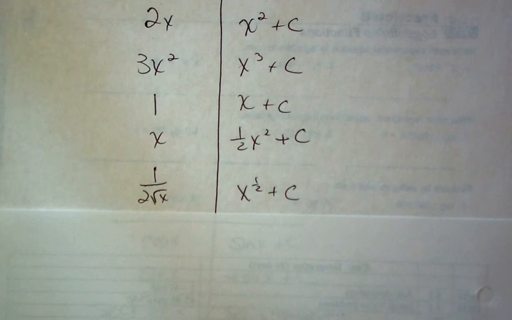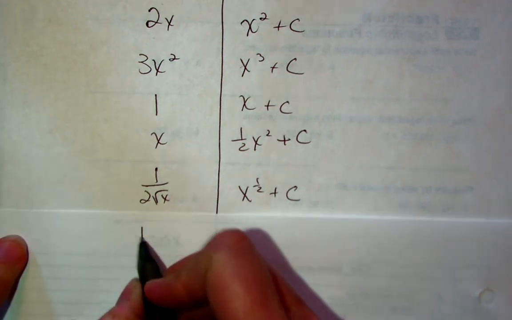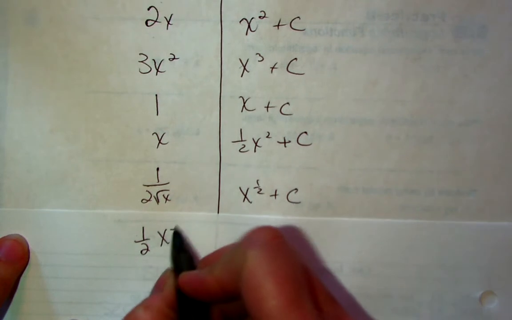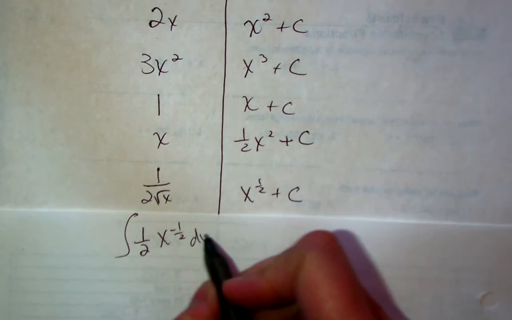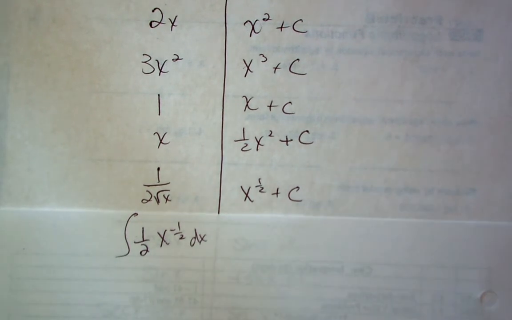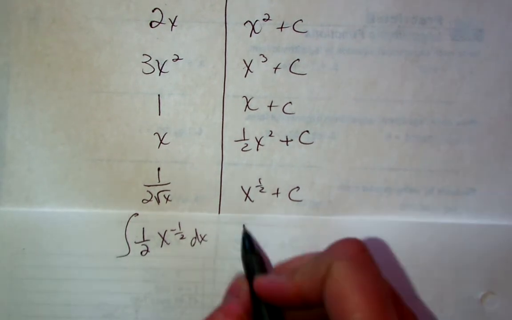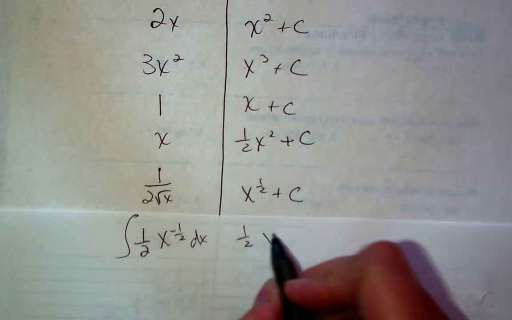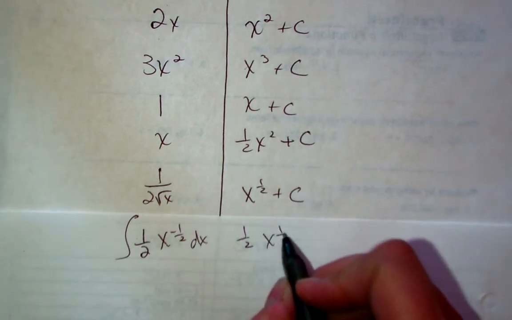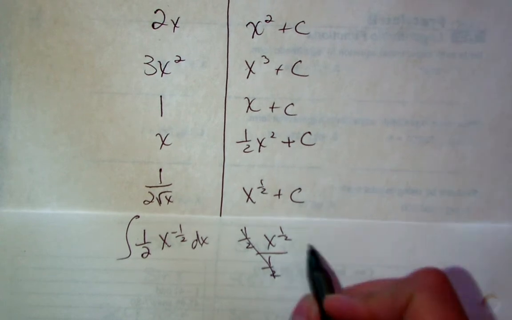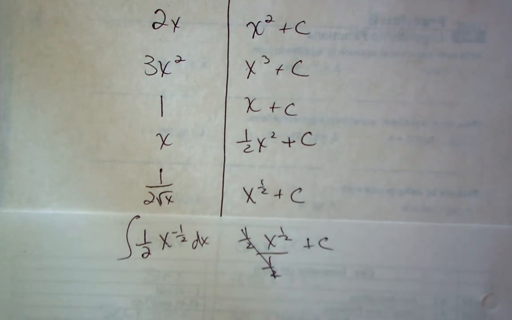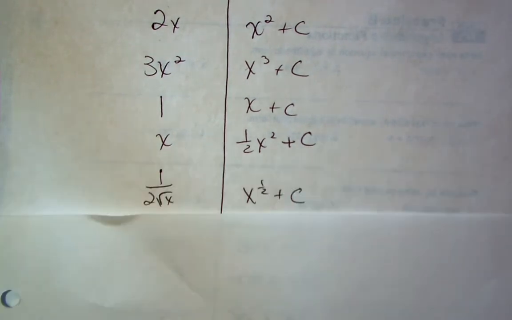1/2 times the square root of x. Well, let's rewrite this. There. Now I'm going to integrate it with respect to x. In doing so, I'm going to still just copy the 1/2, write the x, increase the exponent by 1, and divide by this new one. That cancels out: x to the 1/2 plus my constant of integration.